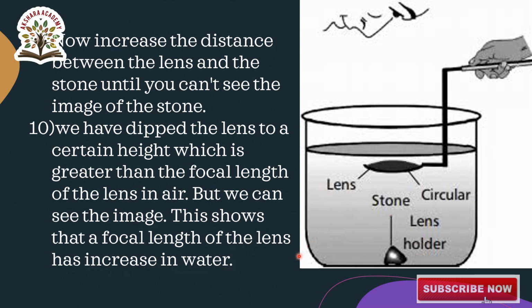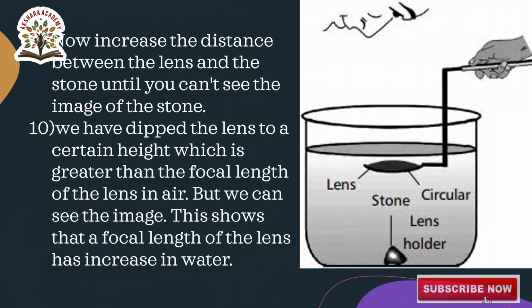So by using this activity we conclude that the focal length of the lens depends upon the surrounding media. Here we are taking a liquid, in the presence of water. So the focal length of the lens depends upon the surrounding media. Whenever we dip the convex lens in water, its focal length increases. Okay, now we have proved that the focal length of a convex lens is increased when it is kept in water.